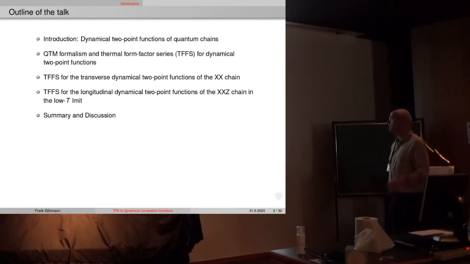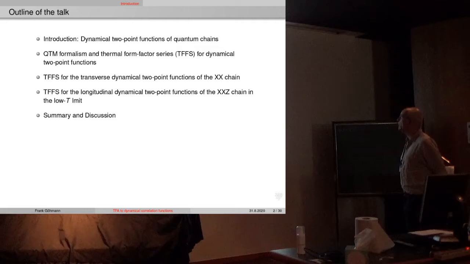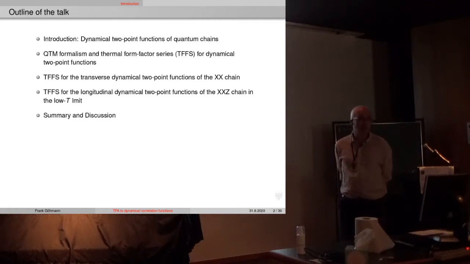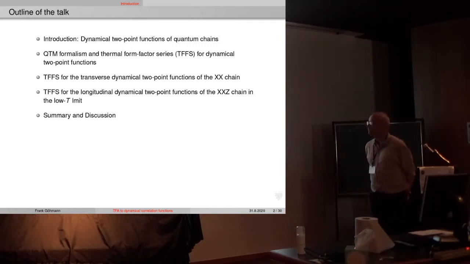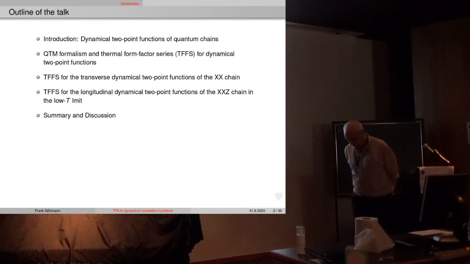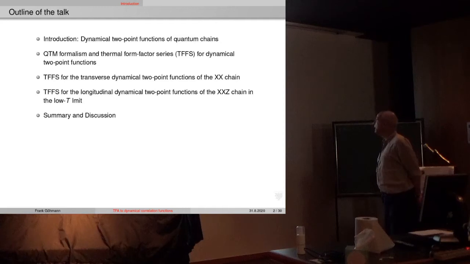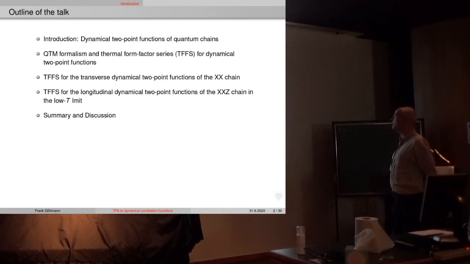The example, which I have now pressed into this talk and originally didn't want to talk about, would be the transverse dynamical two-point functions of the XX chain. This is also recent work published this year, so it's not so old, and maybe it's worth talking about. And this is probably a very good example for you to understand the general problems and general aims of our research.